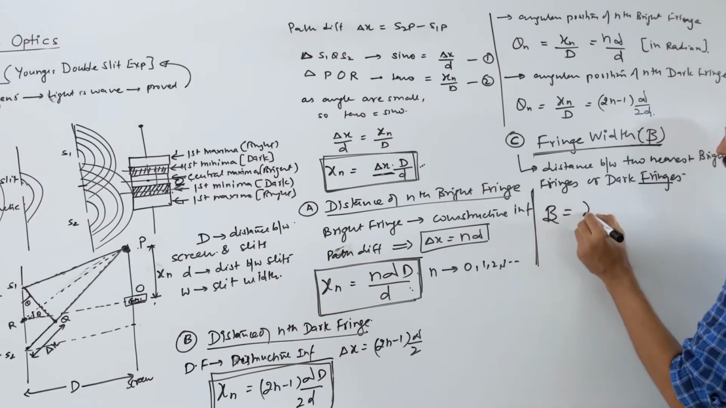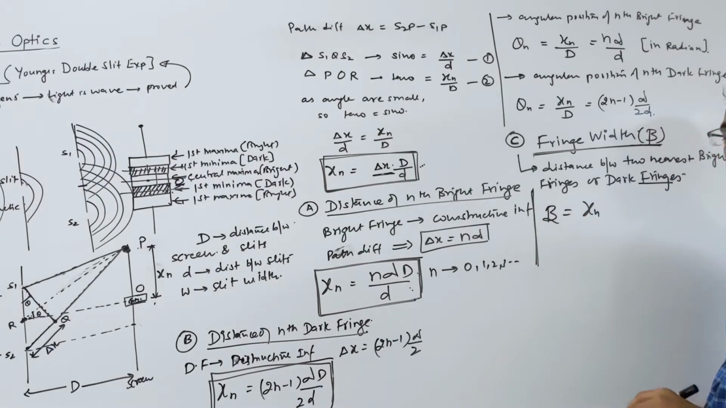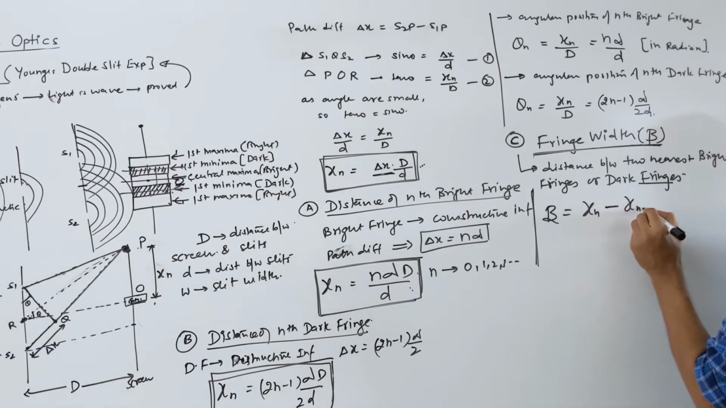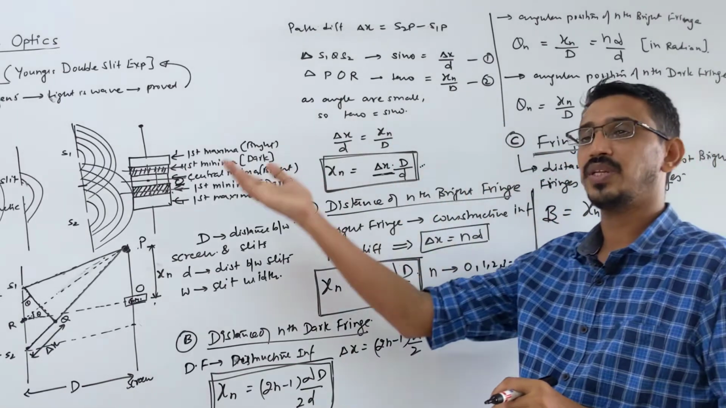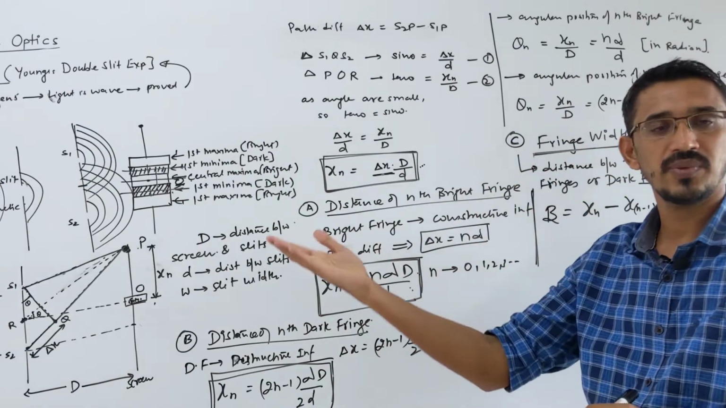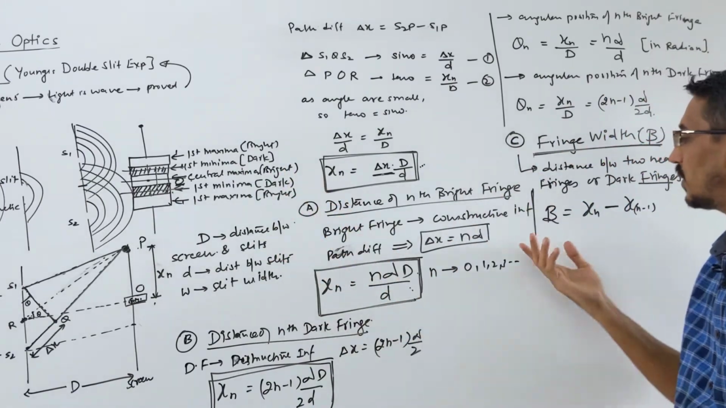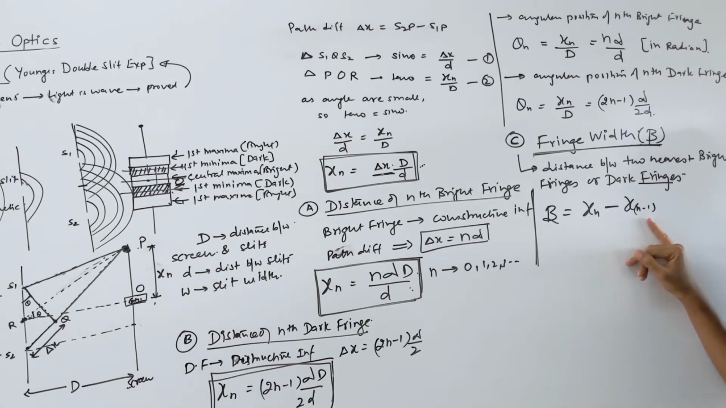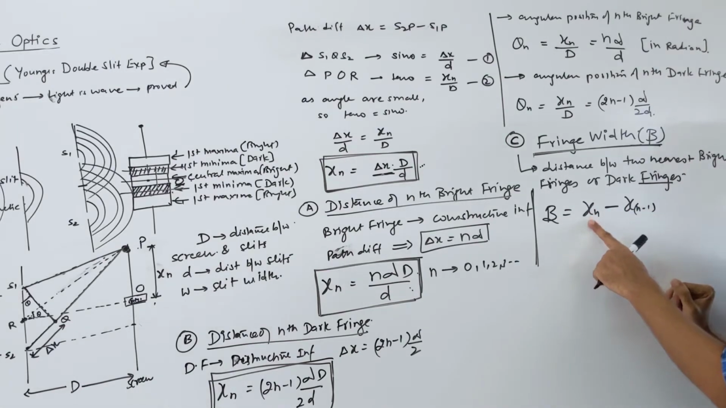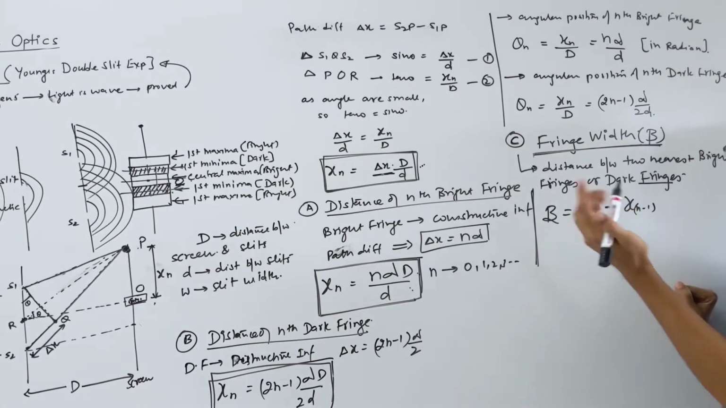I calculate the distance of the nth bright fringe or dark fringe, doesn't matter. Then you subtract the n minus 1 fringe. You calculate the distance of the 10th fringe, then the distance of the 9th fringe, and subtract these two. That becomes your fringe width. So the distance of the nth fringe and the distance of the n minus 1 fringe. Or you can do the opposite also. You can write the distance of the n plus 1th fringe minus the distance of the nth fringe. That will also work.